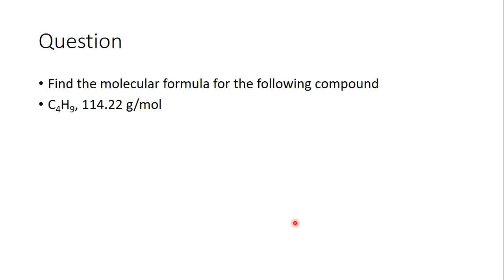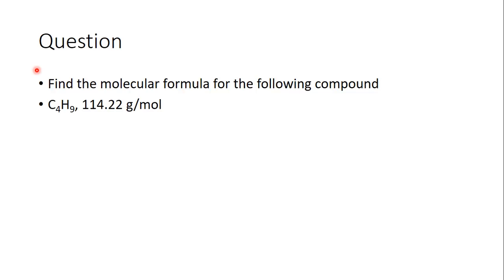Now, let's test your understanding again. Find the molecular formula for the following compound with the empirical formula C4H9 and a molar mass of 114.22 grams per mole. Pause the video, and come back when you have an answer.